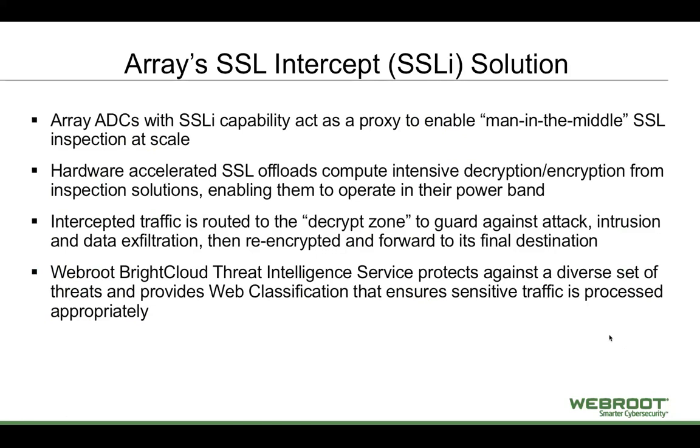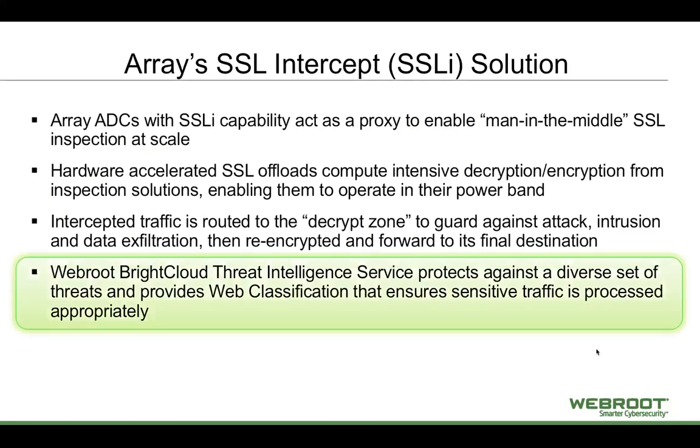And then finally, on top of that, we have over 82 different categories associated with our web classification service. That means that sensitive traffic can be processed the right way. You can get the most dynamic data you need for high caliber compliance and use all of the features and functions of Array's SSL intercept in the best possible way to benefit your business.